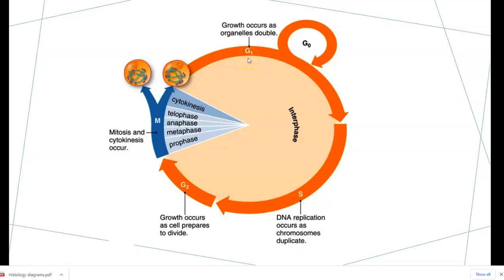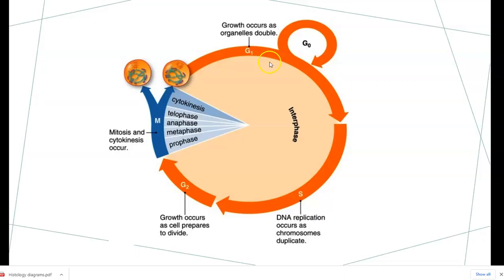So in G1, and this is the longest phase of interphase, it lasts 8 or more hours. In this subphase, we are going to have just growth of the cell. So the cell is going to increase in volume. The organelles are going to duplicate. The cell is undergoing normal metabolic processes. It's going to undergo protein synthesis, just normal functions of the cell. You may see where this G0 comes off. I'll come back to it in just a minute.